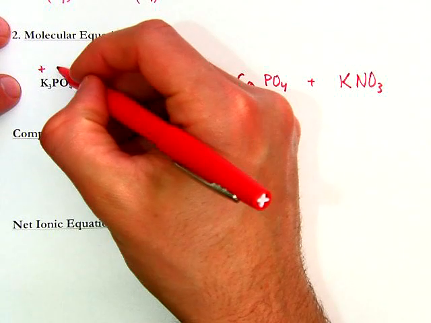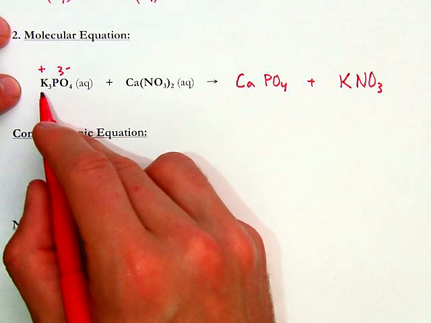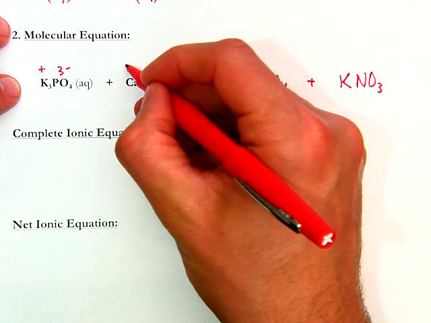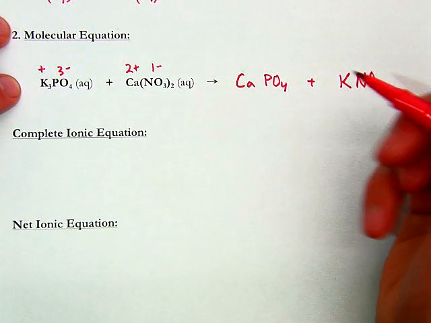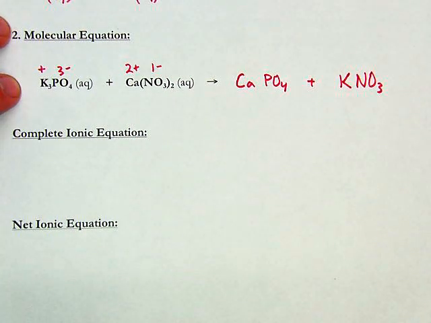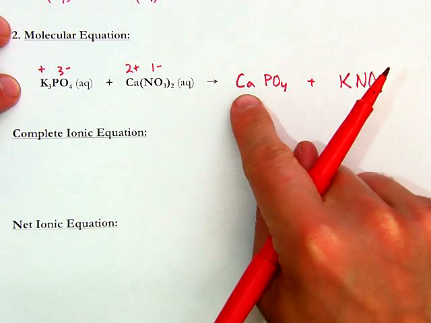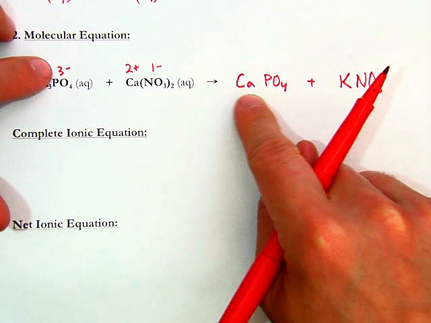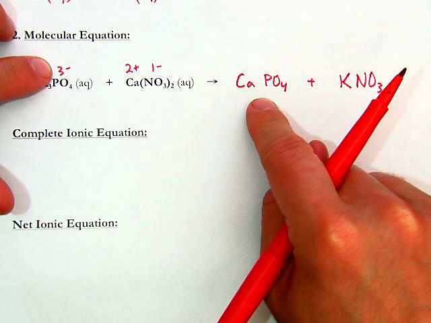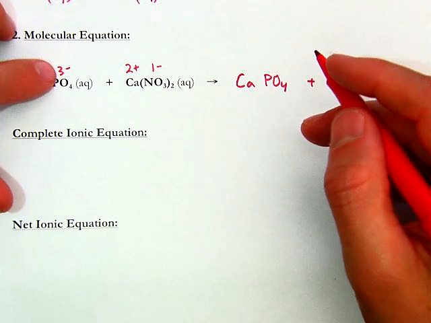So that makes sense, right? If K is positive 1 and this is negative 3, that's why you have 3 of them. That's a neutral compound. Calcium is positive 2 and nitrate is negative 1. Right, that's why we have 2 of those. So we have to form neutral compounds on this side, okay? Calcium is positive 2. Phosphate is negative 3. So this is not a neutral compound. To make it a neutral compound, it's actually, negative 3 and positive 2.